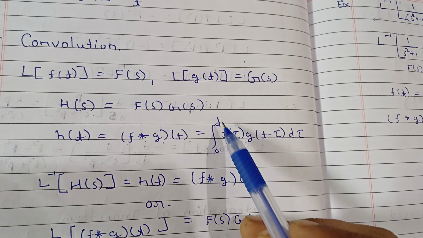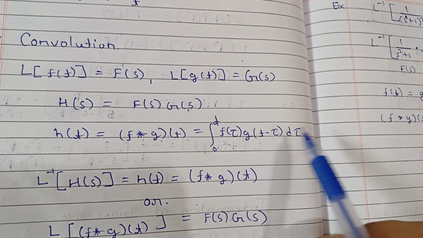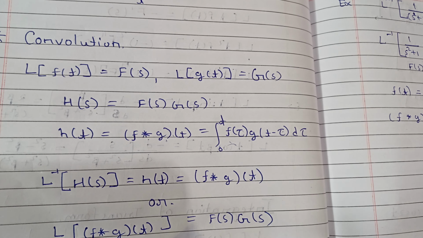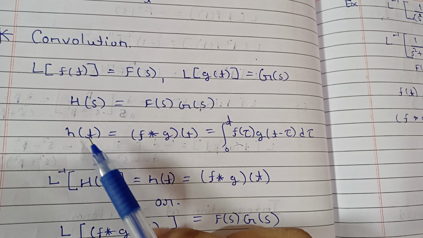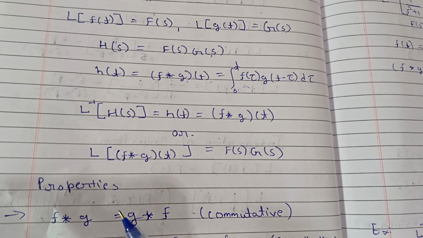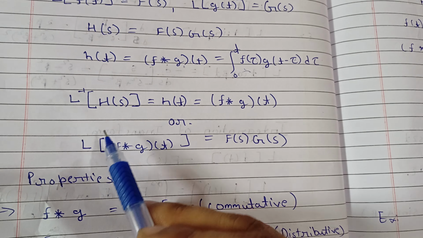Let's see it again. Integral from 0 to t of f(tau) g(t minus tau) d tau. So this is some variable, and this t is some variable. So we'll write this, and this will give you the convolution, and this will be equal to the inverse of H(s). We'll see the application part with some examples, so that it will be more clear to you.